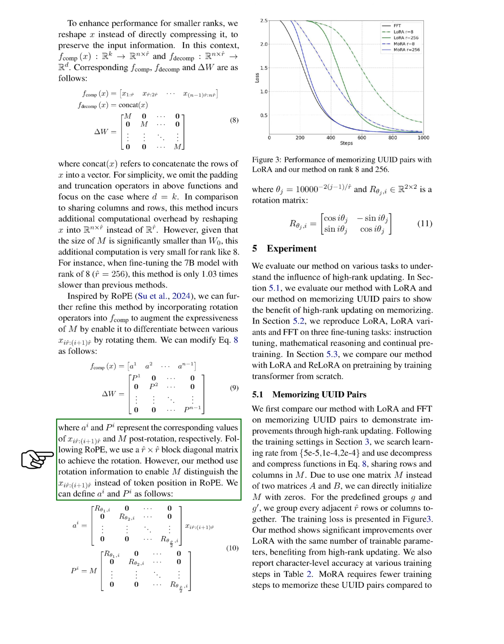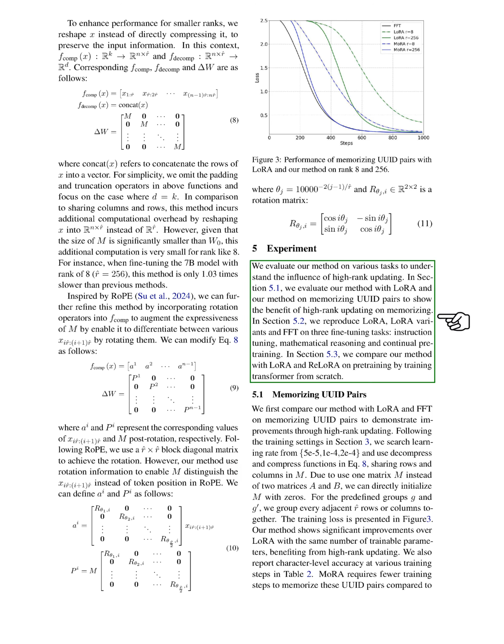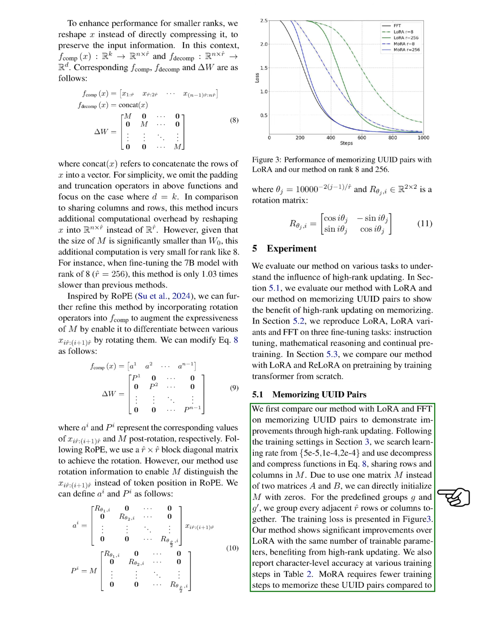Section: Experiment. In this section, we evaluate our method on various tasks to understand the impact of high-rank updating. We compare our method with LoRA and FFT on memorizing UUID pairs to showcase the benefits of high-rank updating. We also replicate LoRA, LoRA variants, and FFT on 3 fine-tuning tasks: instruction tuning, mathematical reasoning, and continual pre-training. We conduct experiments with different hyperparameters and methods to assess the performance of our approach.